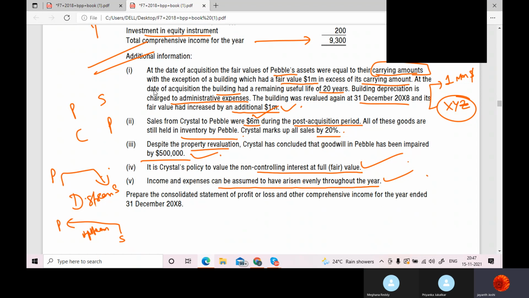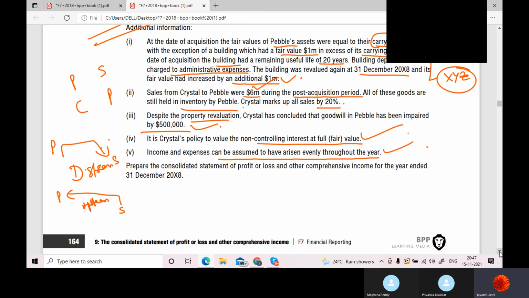So these adjustments are given. Please tell me, will you be able to do this or shall I do this? Yes, tell me, I will do it immediately. Come on. Sir, please do it, sir. Okay, I will do it. No problem. So let's go ahead.